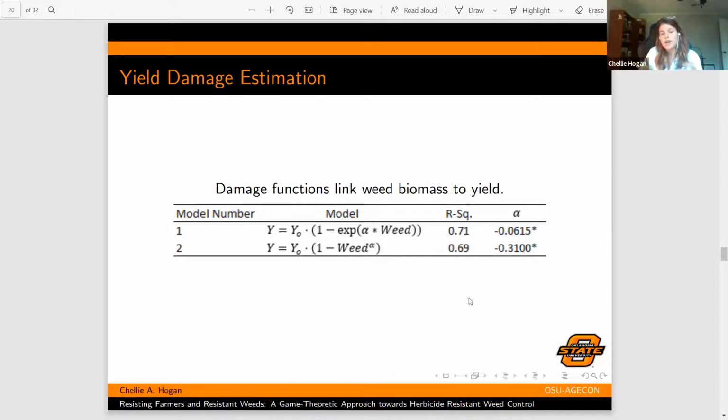Model 1 is an exponential function, and with that, the R squared is 0.71. The alpha is estimated to be negative, and the asterisk denotes that it is significantly different from 0. It's behaving as we expect, in that there is a negative relationship between total weed biomass and yield. The power function also shows a negative relationship between weeds and yield. So again, both of these are as expected. I just went with the R squared for today. With the highest R squared, we went with the negative exponential model.